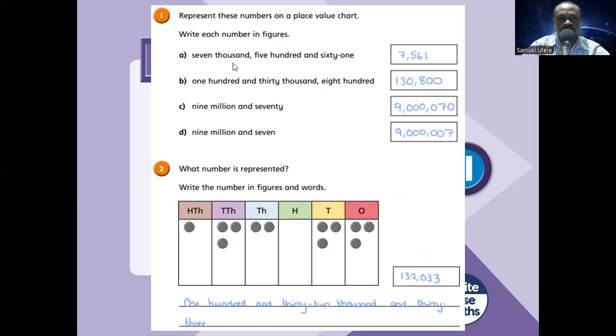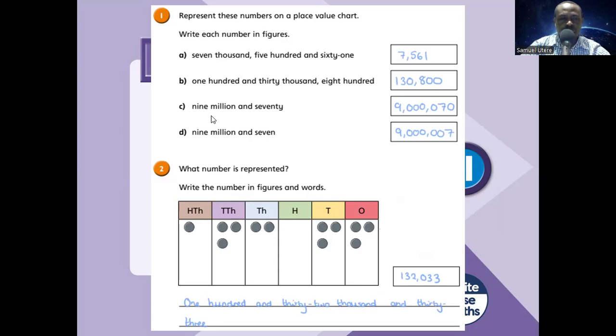So you can see 7,000. If we want to write 7,000, we know we're going to have a 7 and we're going to have 3 digits after that. And then we write 561. So you just write 561. Here, 130,000. So we know we're going to have 130, and then we're going to have 3 digits after 130. Then you see that there. So the next number, 800 should come after the 130.